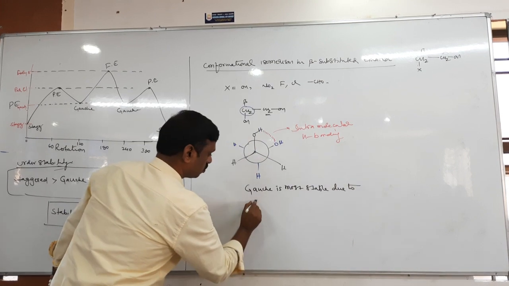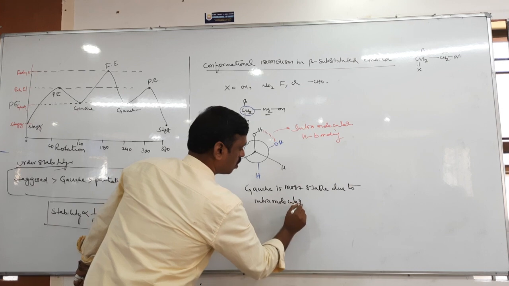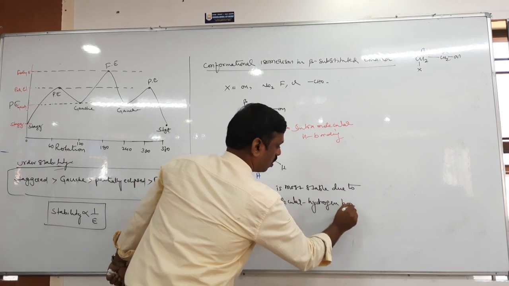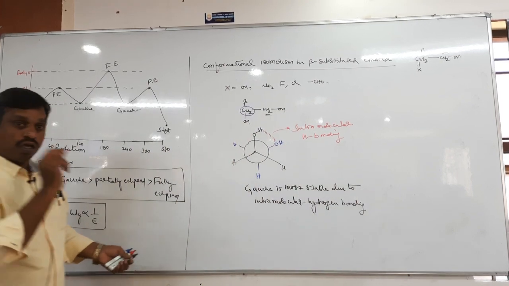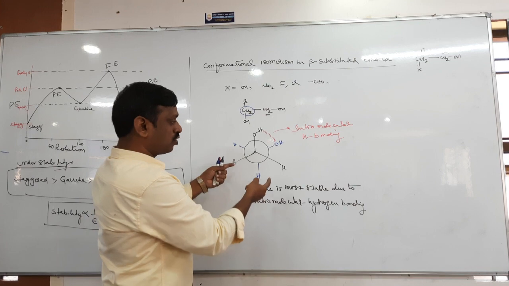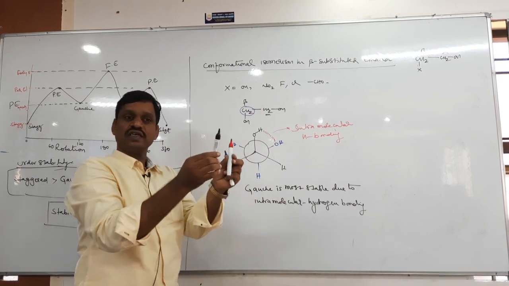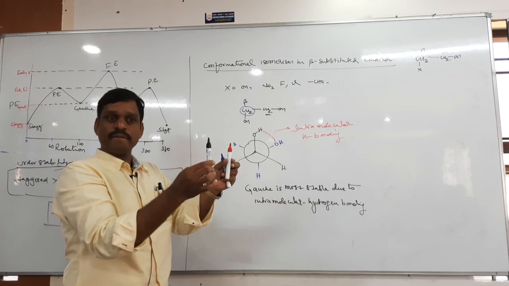Gauche is most stable due to intramolecular hydrogen bonding. Then you may have a doubt: intramolecular hydrogen bonding is also possible when the OH comes exactly behind, like this, eclipsed. Still there is a possibility of hydrogen bonding.